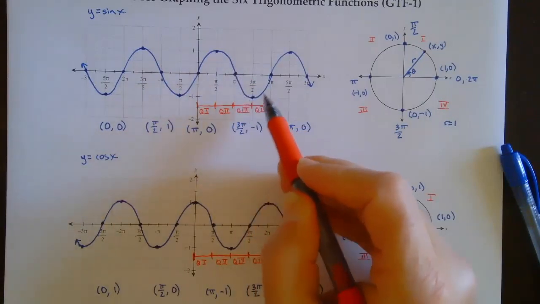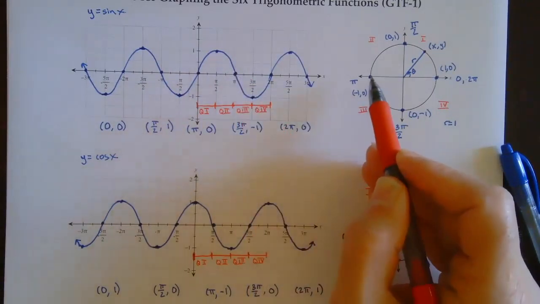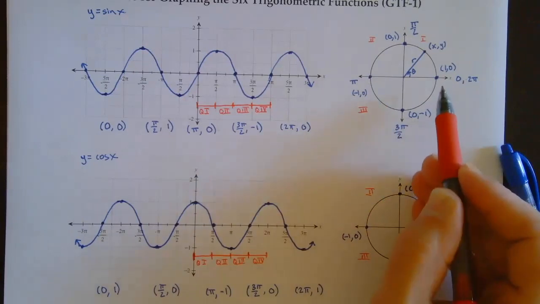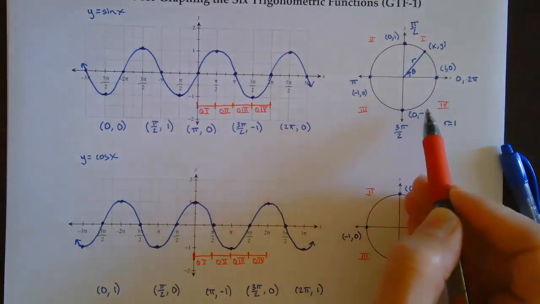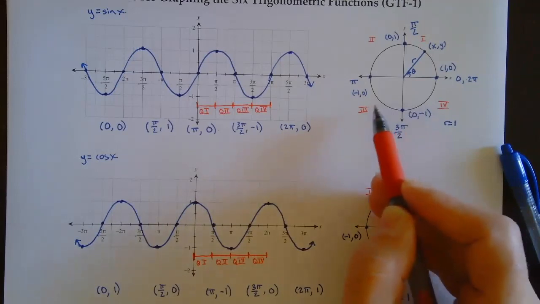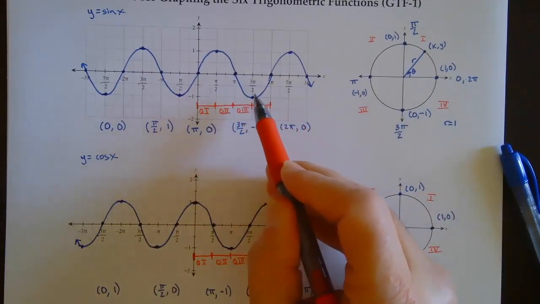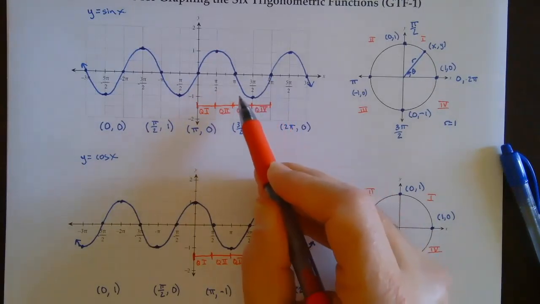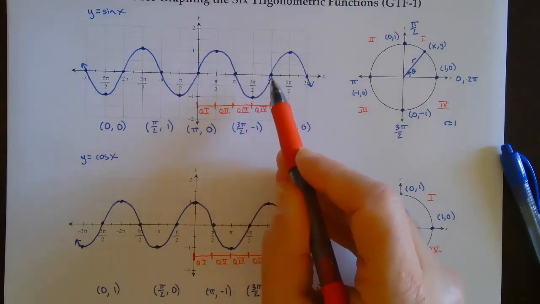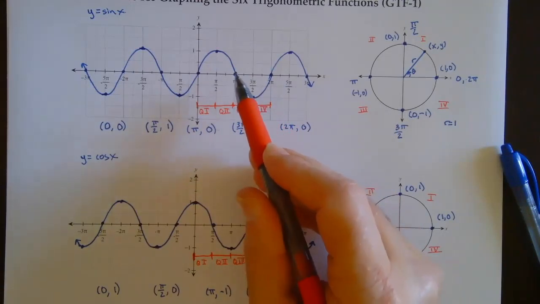Well, why is this part of the graph below? Because from angle pi to angle 2 pi, right? What do I know about my y's in these two quadrants? My y's are negative. That would make the ratio negative, and that's why this graph is below the x-axis, because all of my ratios between pi and 2 pi have to be negative, okay?